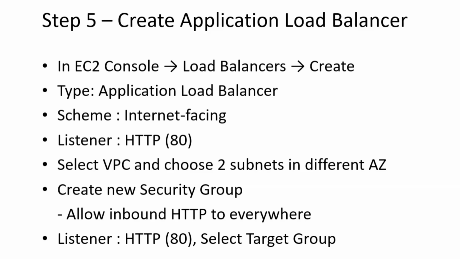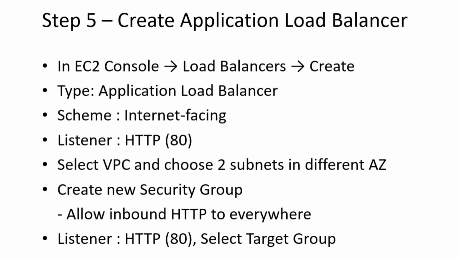For listeners, configure HTTP on port 80 to handle incoming web requests. Then, select our VPC and choose 2 subnets in different availability zones. This design ensures high availability, allowing traffic to continue flowing even if one zone experiences an outage.